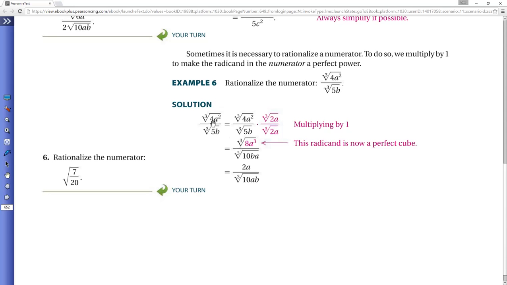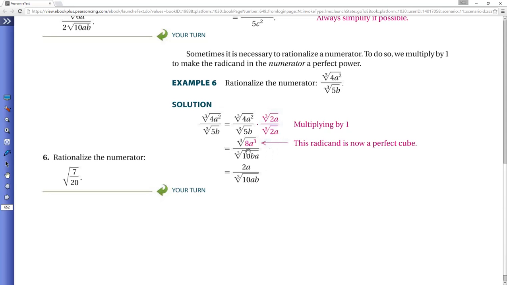That's one of the reasons I'd prefer to say looking for perfect cubes. I would think of this as 4 is 2 squared. Another times 2 will be 2 cubed, which happens to be 8. In the same thing here, a squared, how do I get that to a cubed? Multiply by a. Well, I've got to make sure I multiply by 1. So I've determined this is what I need to multiply the numerator by, the cube root of 2a. I can only multiply by 1 and keep the same, or equivalent, expression. So I have to have the cube root of 2a on the bottom here too.